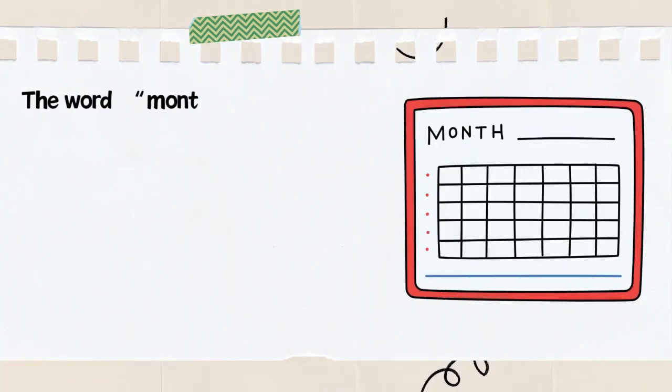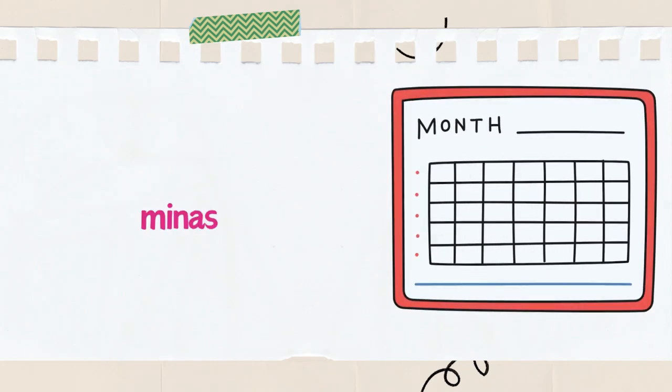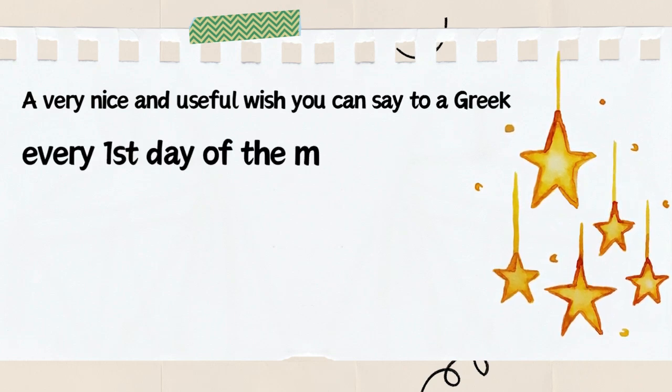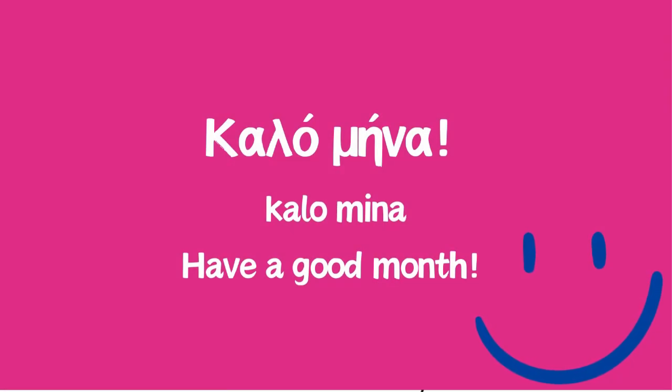The word month in Greek is μήνας. A very nice and useful wish you can say to a Greek every first day of the month is Καλό μήνα.